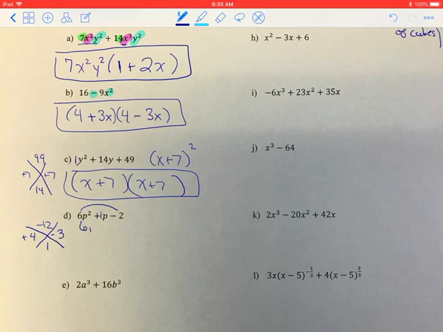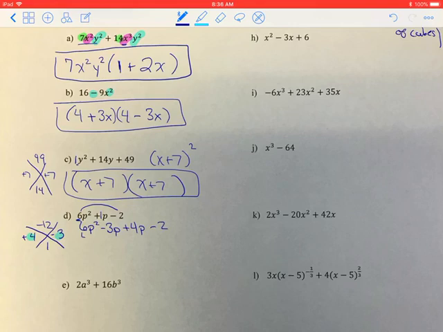So what I'm going to do here, since I don't have a leading coefficient of 1, I'm going to do factoring by grouping. So I'm going to split that middle term into negative 3p plus 4p. So I'm getting those numbers from right here.